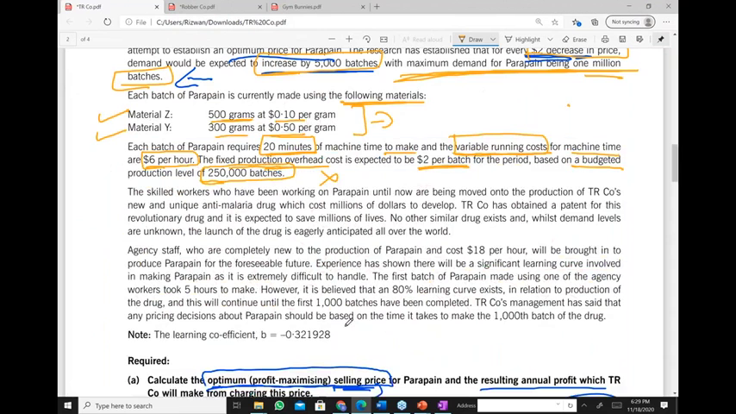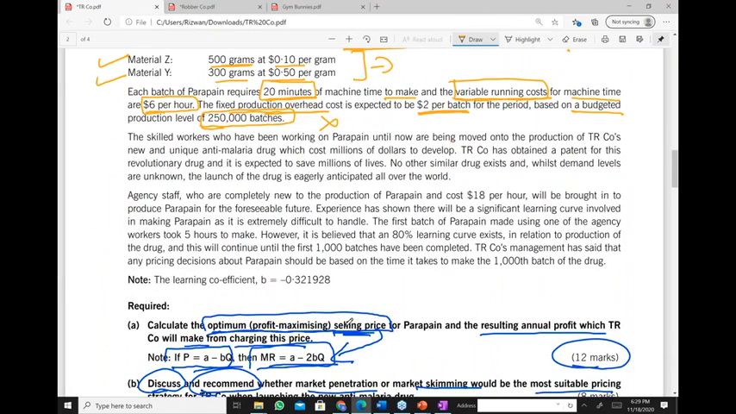Now, the skilled workers who have been working on paraffin until now are being moved on to the production of TR company's new unique anti-malaria drug, which cost millions of dollars to develop. So our skilled workers that used to work on paraffin will now be shifted towards a new product. TR has obtained a patent for this revolutionary drug, and it is expected to save millions of lives. Okay, just like a corona vaccine.